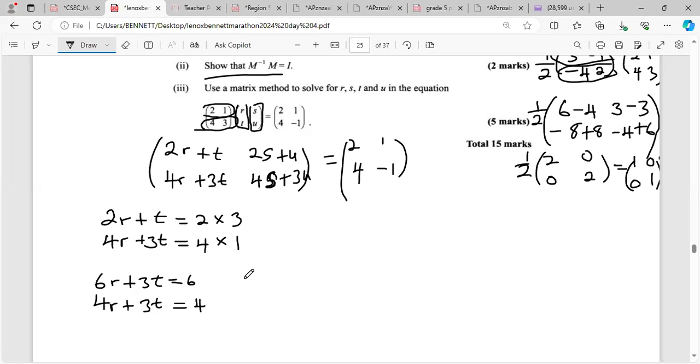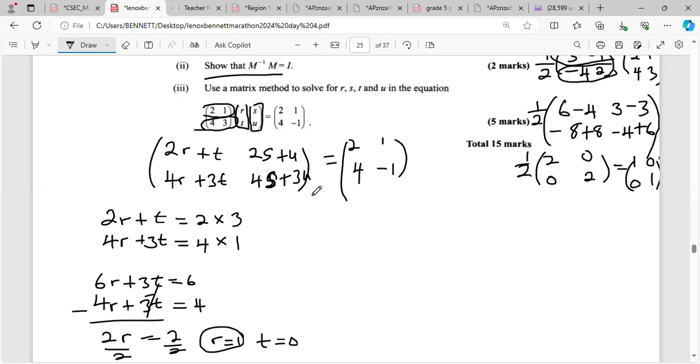And 1 times 4, 4, right? So now we subtract. So 6 take away 4, that's 2R. 3 take away this, that is 0. And then 6 take away 4, 2. So as I was saying, I think R is 1. See there? It works out to 1. So once R is 1, we can say 2 times 1 is 2, right? And if it equals 2, that means that T must be 0. So T is 0. Everybody agree? Because only 0 plus a number can give the same number.